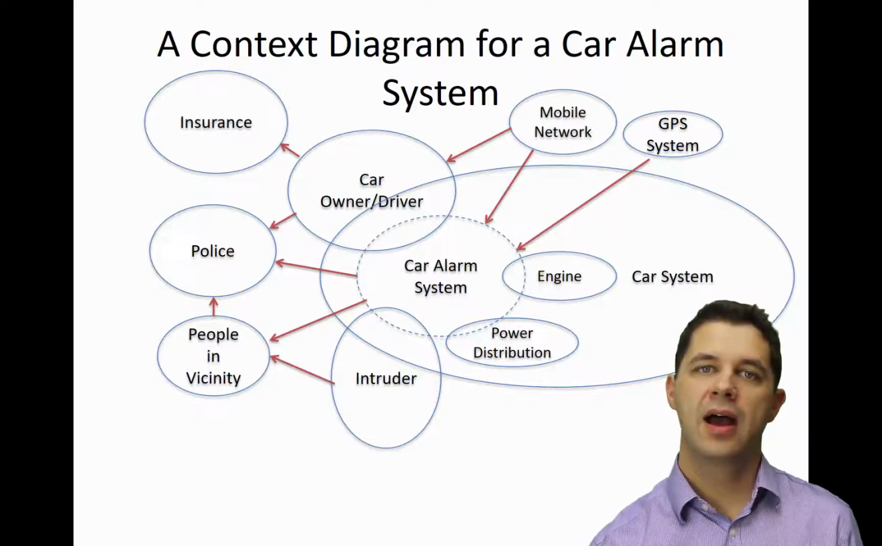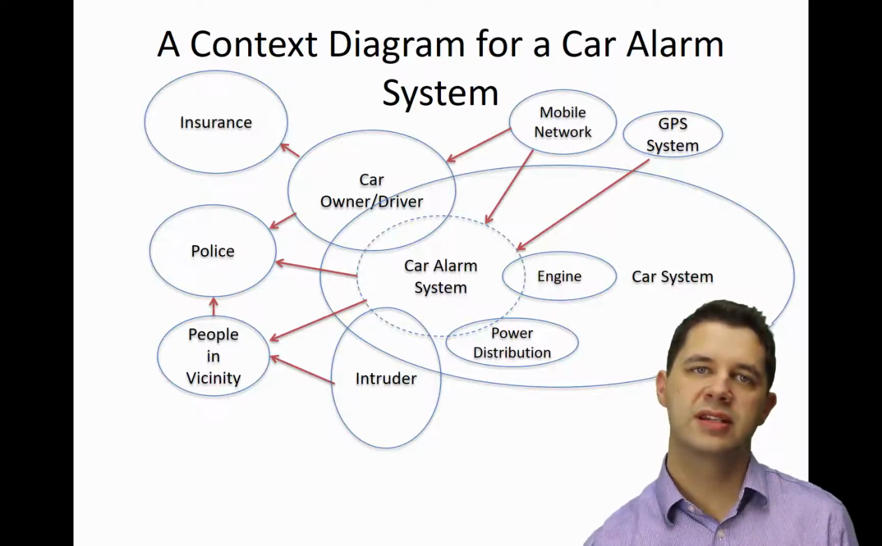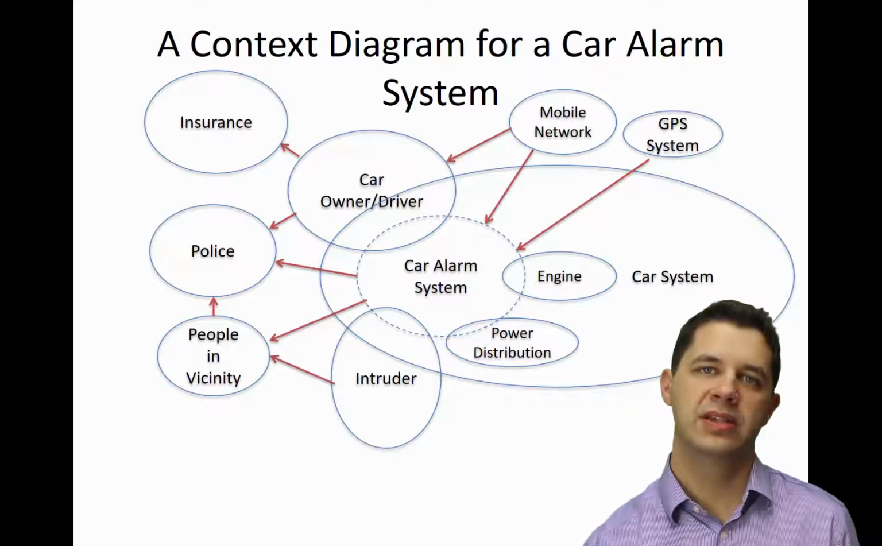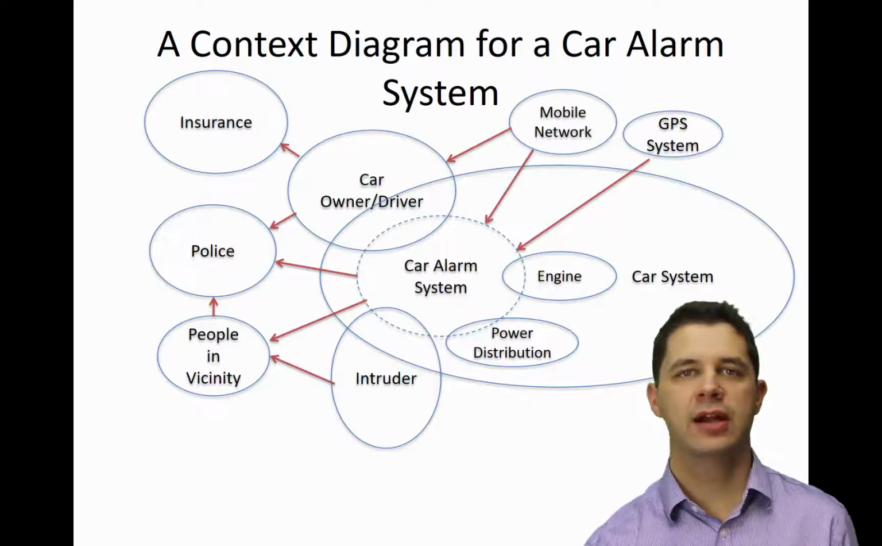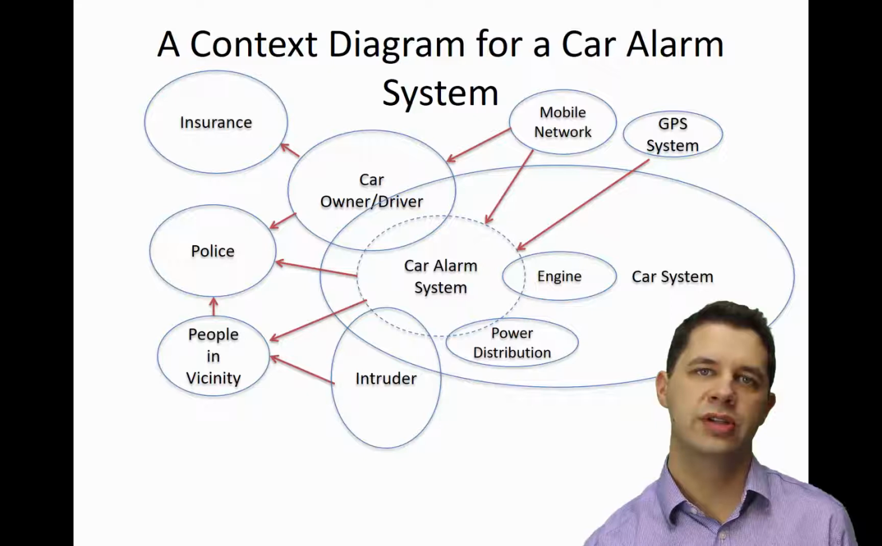Our owner driver can report things to their insurance company, and so the insurance is connected through to our owner driver and not directly through to the car alarm system. There may be information in our car alarm system that can be, for example, logs and things that can be supplied to our insurance company as well.